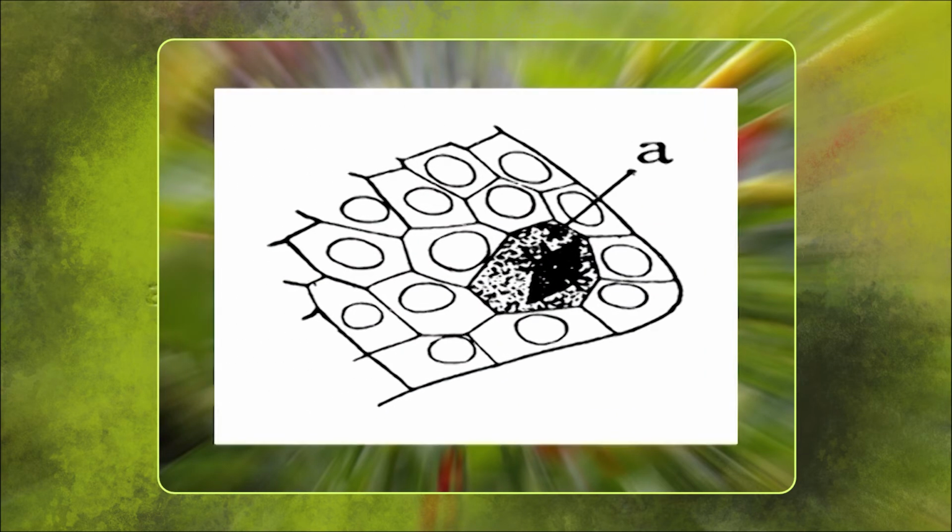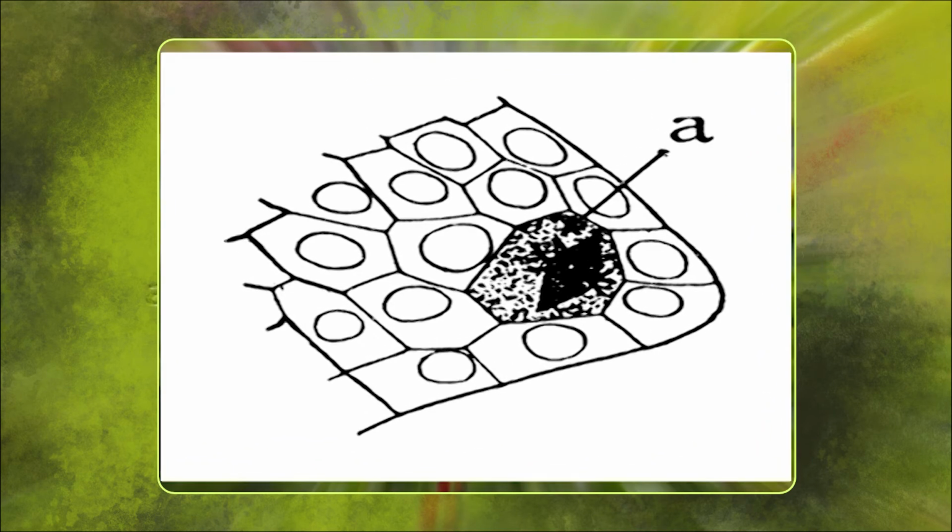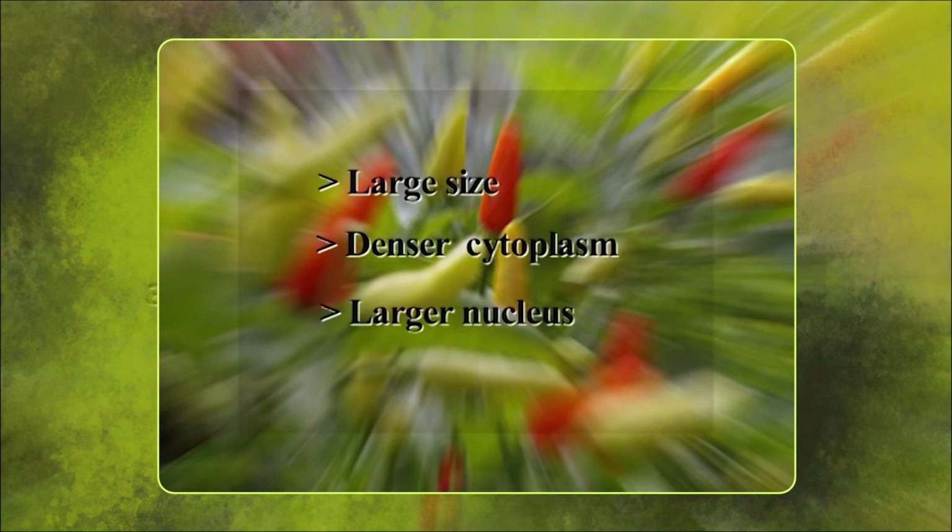Now the various phases of female gametophyte. First, the megasporogenesis. During megasporogenesis, a single hypodermal cell in the nucellus functions as the archesporium. It becomes more prominent than its surrounding cells because of its large size, denser cytoplasm, and larger nucleus.